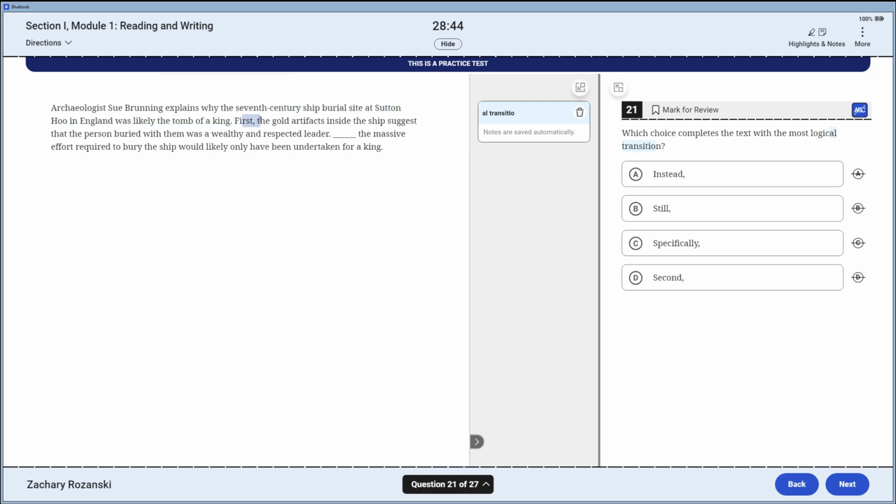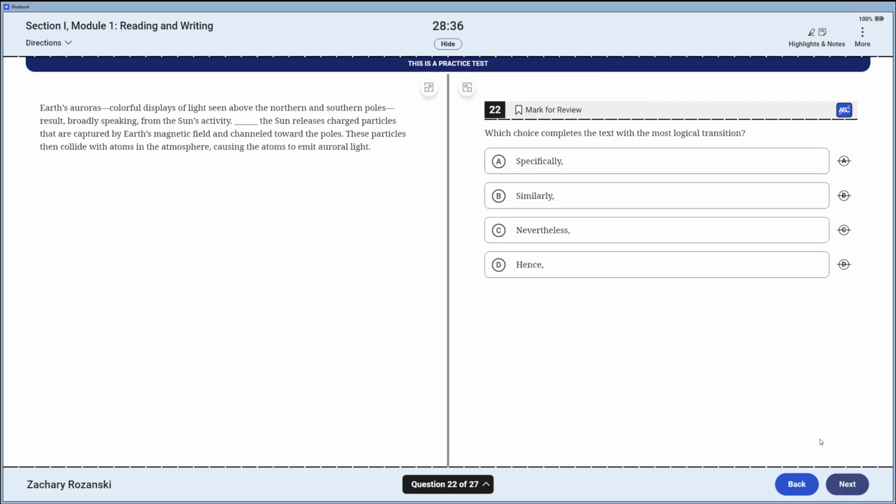I see a first, which I can't help but ignore. There is this thing that's being done. Second, we can just imagine. Second, the massive effort divided by likely. This is exactly the case.